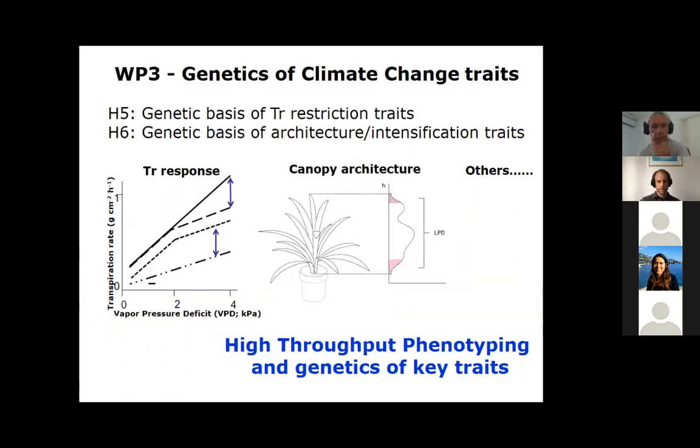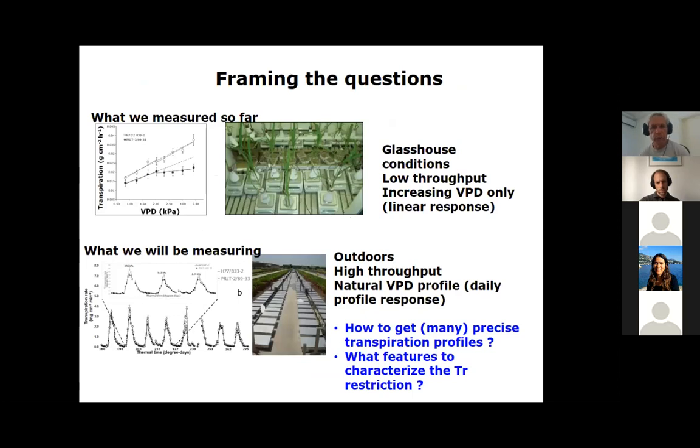The third work package, there's a student who is about to start on the genetics of climate change traits. So there's a range of traits that we would like to target, those that are related to that VPD response that we focused on today, and I'll continue delving on this. And of course, whenever we've got a good candidate architecture trait, the genetics of it would focus on that. So first of all, it's important to frame the questions and the conditions.